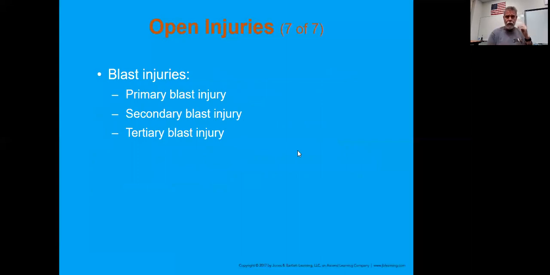I know this came up in, I think it was trauma overview as well, the primary, the secondary, and the tertiary blast, right? All just different types of blast injuries that the patient may actually suffer from.